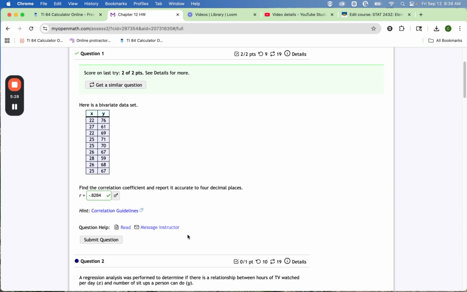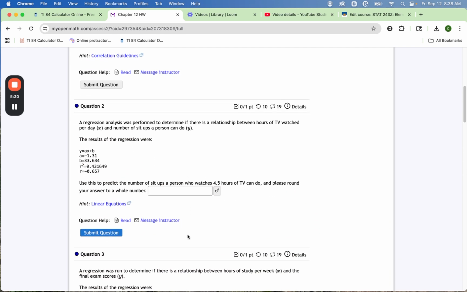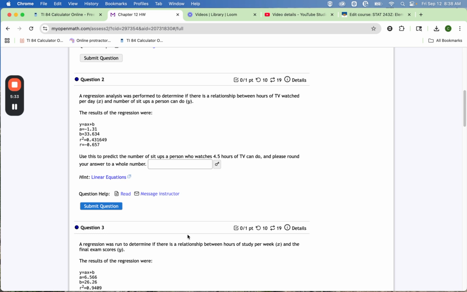That's pretty straightforward. Let's take a look at number two. A regression analysis was performed to determine if there is a relationship between hours of TV watched per day and the number of sit-ups a person can do. So there you have your results. Negative 1.31 is the slope. The y-intercept is 33.634. So I want to use this to predict the number of sit-ups a person who watches 4.5 hours of TV can do. And you want to round to the nearest whole number. We're going to assume they get that last sit-up done.